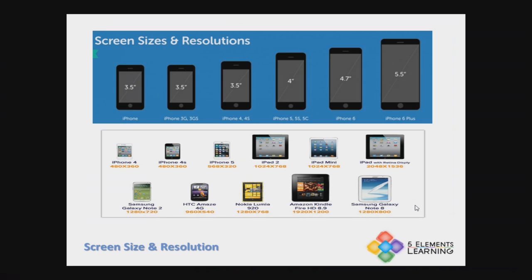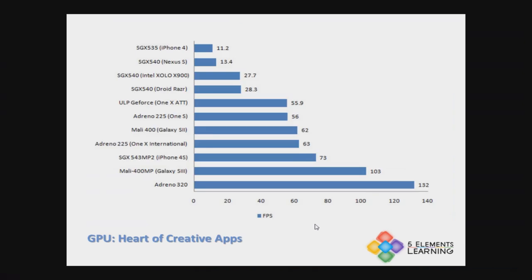The second type of complexity is screen sizes and resolution. Your phone size and resolution change for your iPhone, as you can see, and also for your Android applications. So you have got phones, your iPad, your tabs. You also have wearable devices nowadays, so screen resolution and sizes change. GPU, the heart of creative apps, also has different specifications according to the different type of processing unit we are using in our phone.